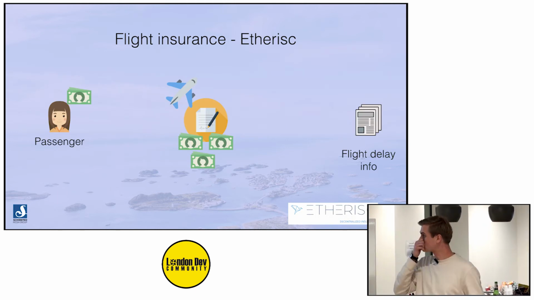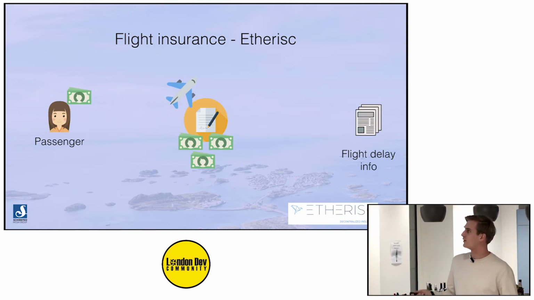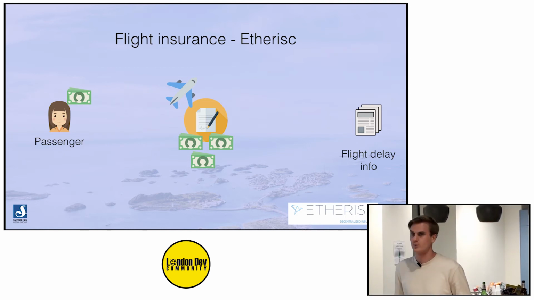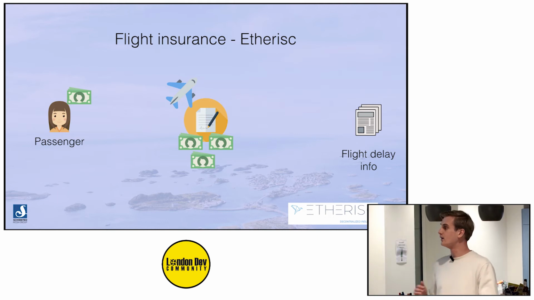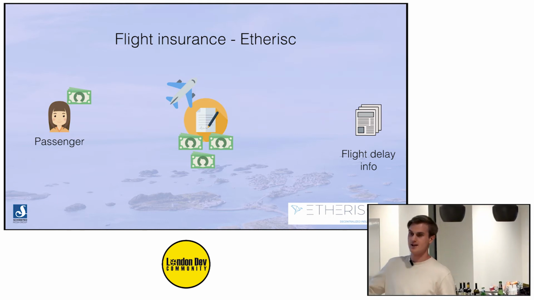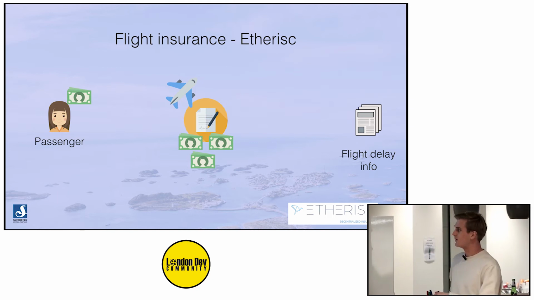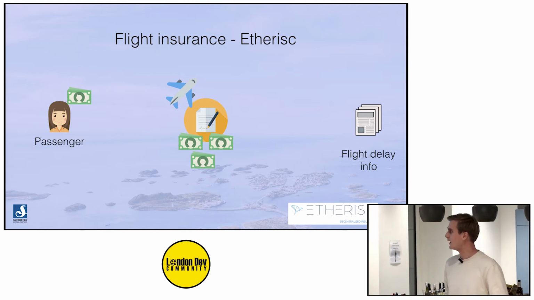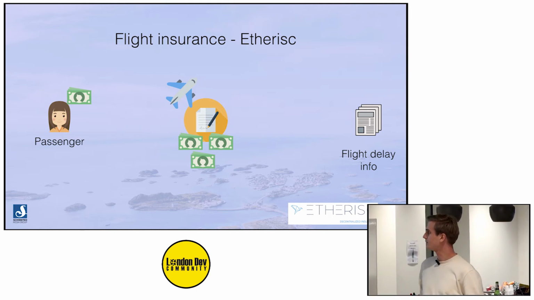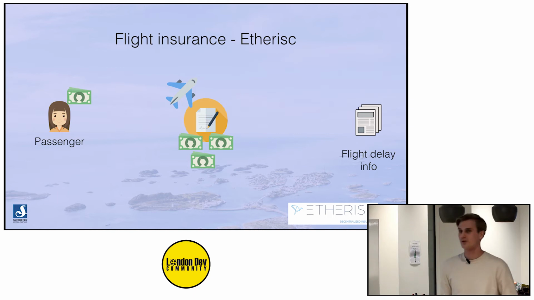Another example, so this is something called Etherisc. It's a project that's live and working. They have a bunch of stuff on GitHub if you want to check it out. But it's basically flight insurance. So we have a smart contract running on Ethereum. And if you're a passenger, you can say, hey, I want flight insurance. I'll pay the insurance premium to the contract.